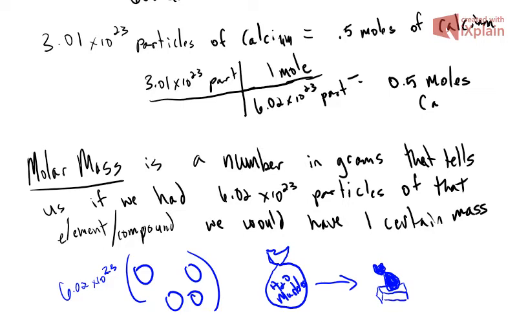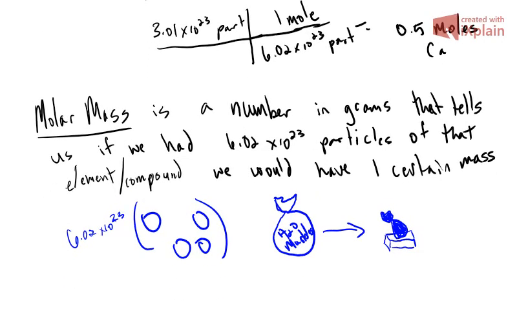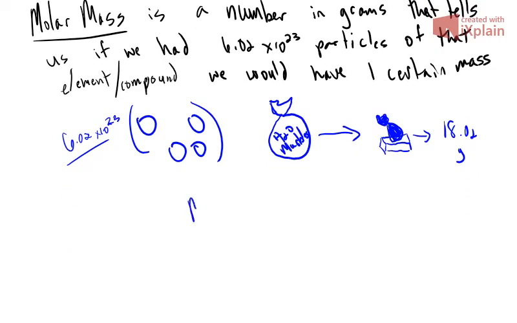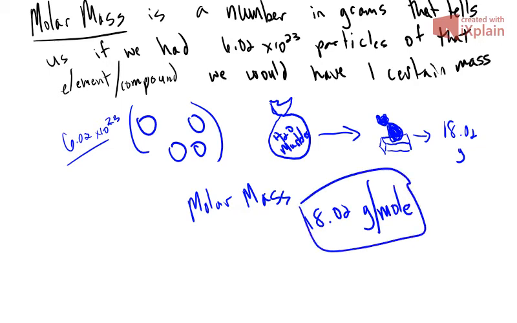And we put that on a balance. It would weigh out to be its molar mass of 18.02 grams. Okay, now we know that we have 1 mole of those particles. So we can say that if we had 1 mole of these water particles, the mass would be 18.02 grams per mole. Boom, bang, bop. That is how we get the molar mass.